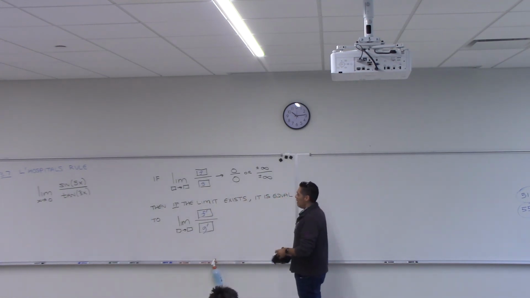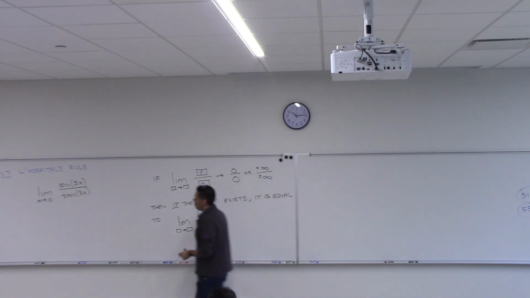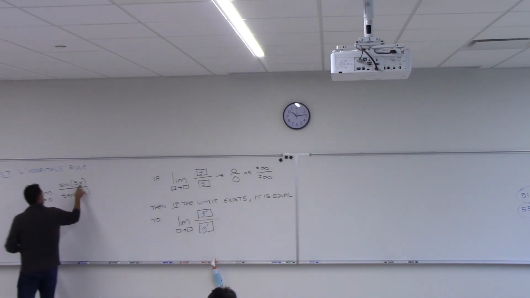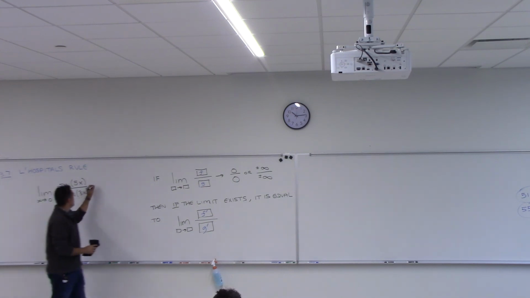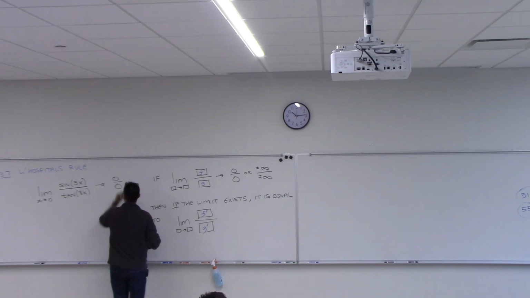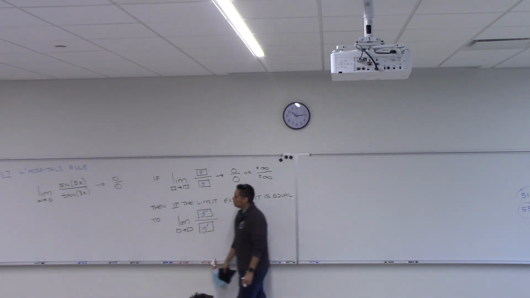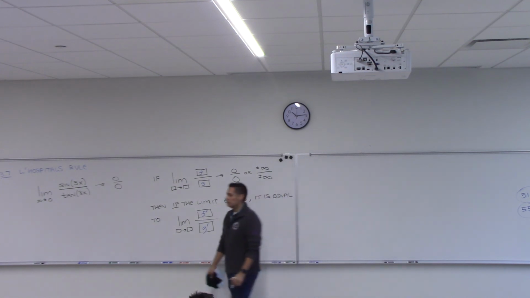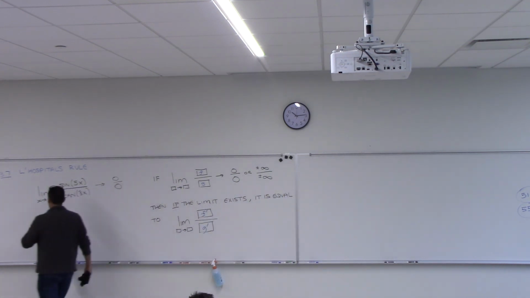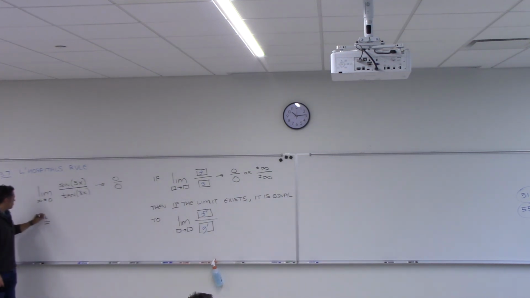Well, let's just see what happens now. If we let x go to 0, 5 times 0 is 0, sine of 0 is 0. 3 times 0 is 0, tangent of 0 is 0. So here we get 0 over 0. Okay, so I can apply L'Hopital's rule. Equals, by L'Hopital's rule, limit x goes to 0.